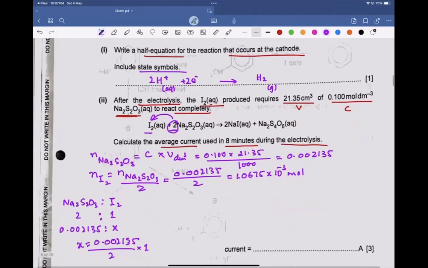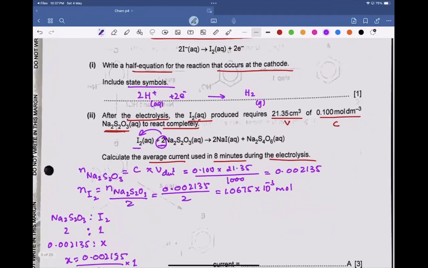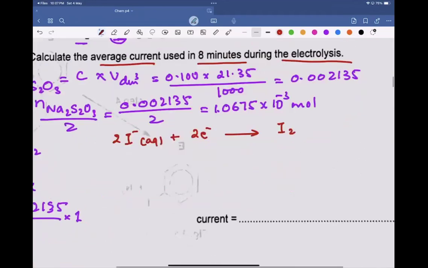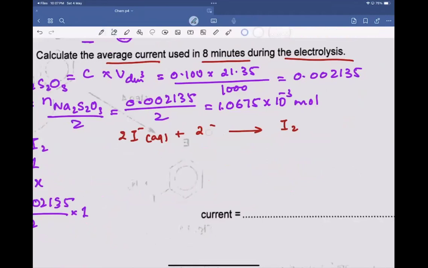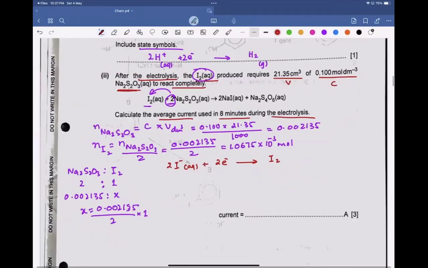Okay, now let's make the equation for the electrolysis, the formation of iodine. If you recall that equation, it would be like this: 2 moles of iodide losing 2 moles of electrons, forming 1 mole of iodine. Is this understandable? Yes, that is the electrolysis equation. See that after the electrolysis, the iodine is produced. So the iodine is produced in the electrolysis by this equation. Is this understandable to all of you? And we know that the time is 8 minutes, right?